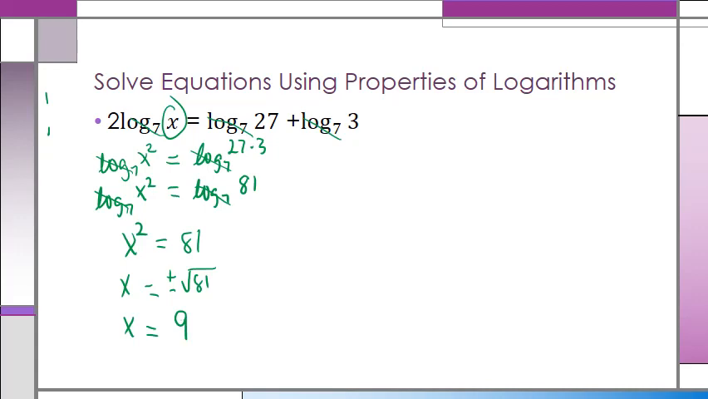Okay, well, that wasn't too bad. Shall we look at another? I think we shall.